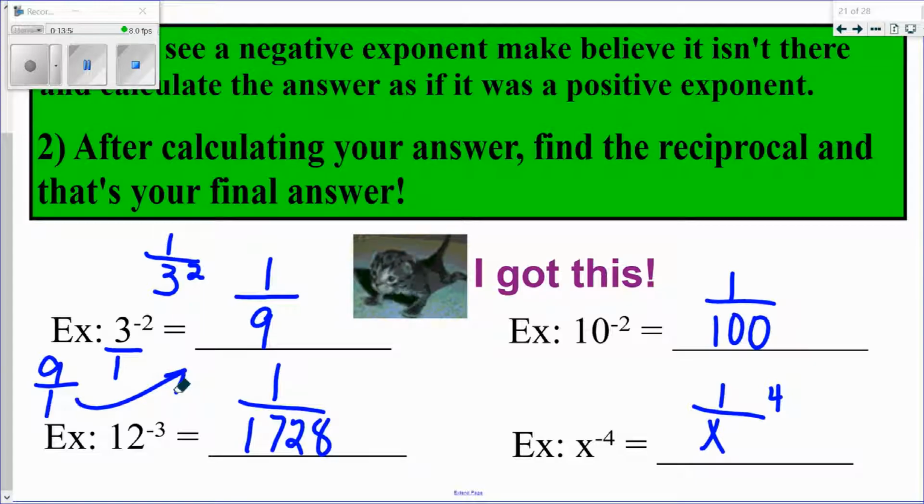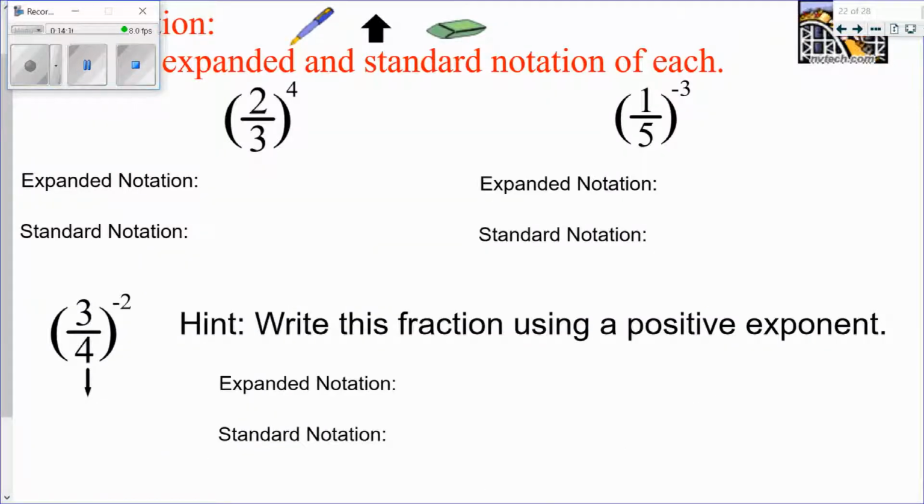So the next one should be 1 over 1,728, 1 over 100, and 1 over x to the 4th. Again, do its reciprocal, and turn the exponent positive. Okay, so now we want the expanded and standard notation of each. Right now, the expanded notation, try this. We pause and we play to come back to the set.